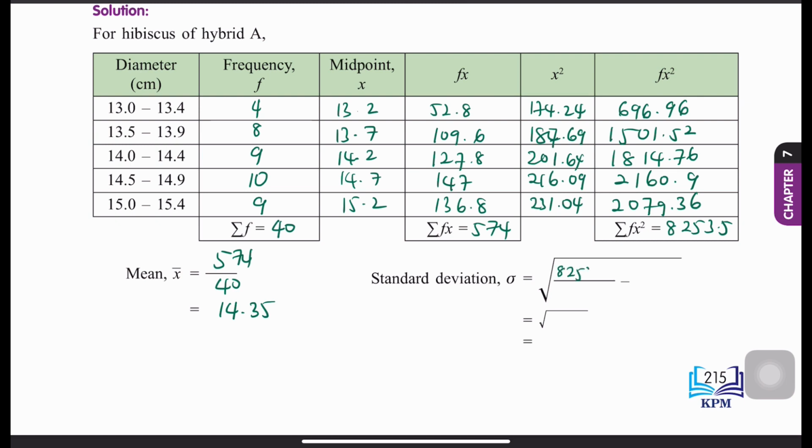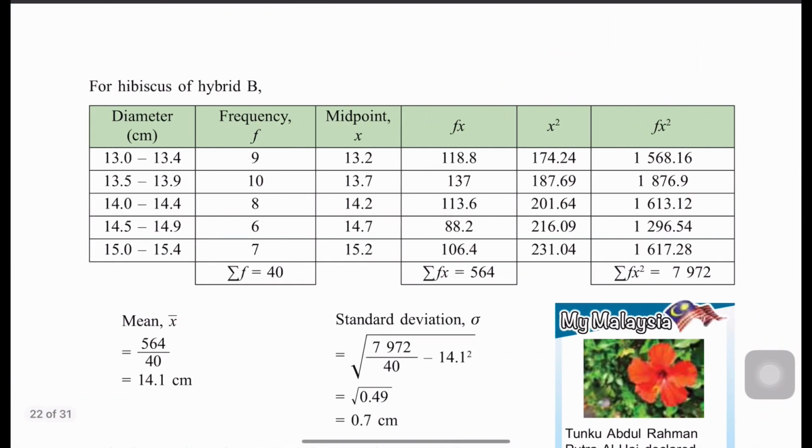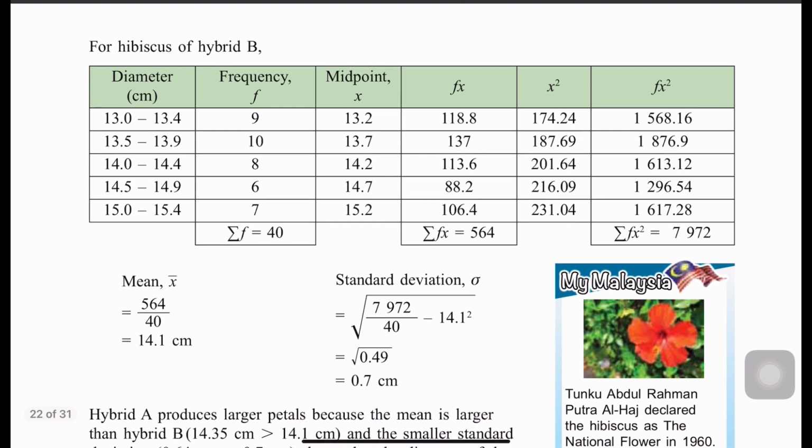Okay, for standard deviation kita ada fx square dulu kan. So 8253.5 divided by summation of f is 40 minus mean 14.35 square. So you will get 0.415. So square root, your answer is 0.64 centimeter. Okay, next same for hybrid B. Ini dah kira lah. Contohlah kalau awak kira sendiri kan.